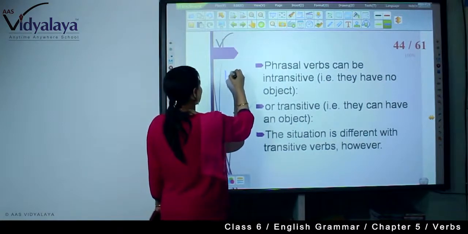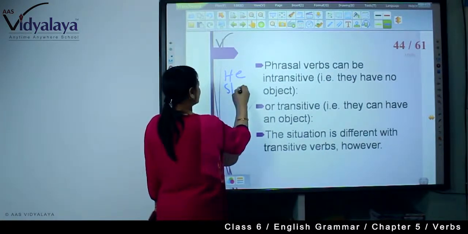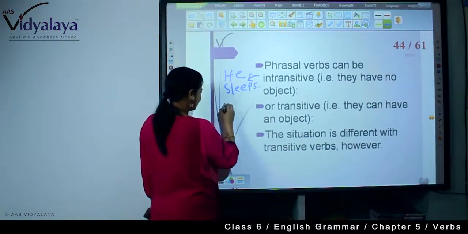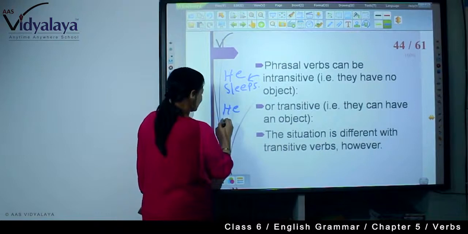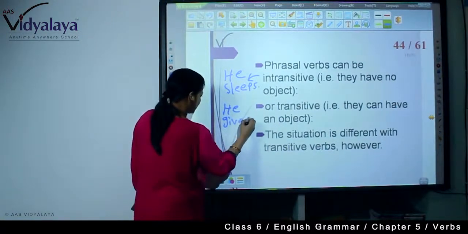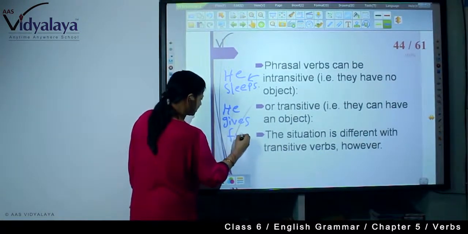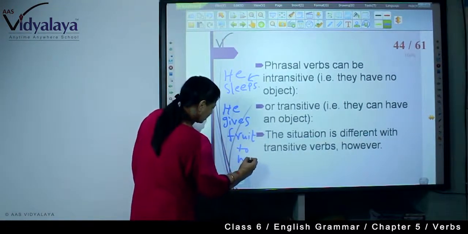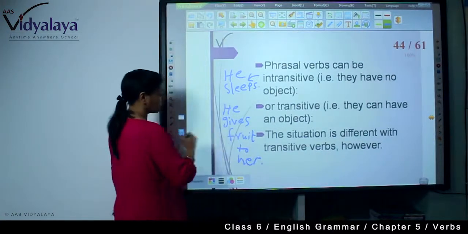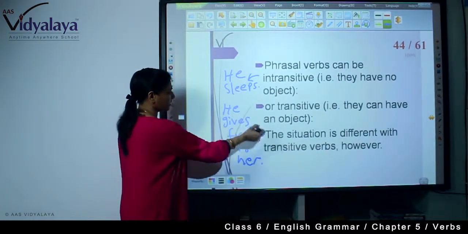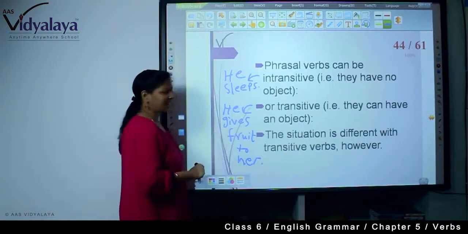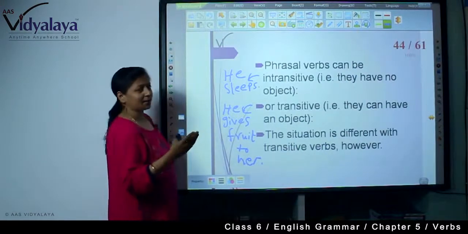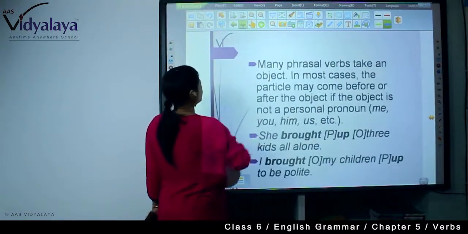For example, he sleeps, this is intransitive, and he gives fruit to her, fruit to him. So this is transitive. So you will see that phrasal verb changes. It can be transitive, it can be intransitive.